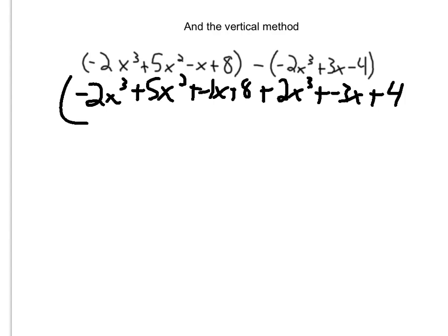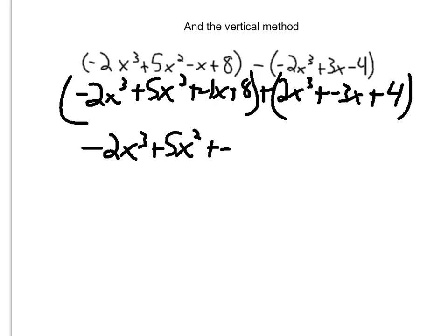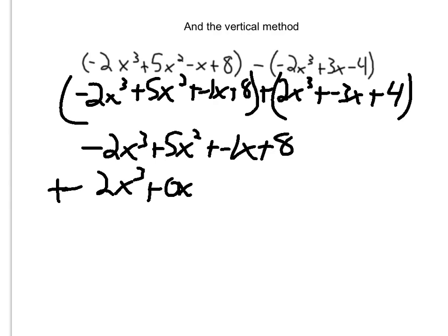Okay, so we got this plus all of this. So we're going to add them together. So again, line them up. Plus 5x squared plus negative 1x plus 8. And then we're adding 2x cubed. We got no x squareds plus negative 3x plus 4.